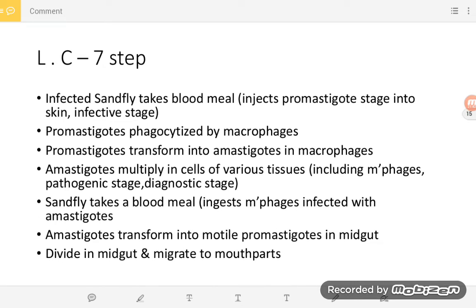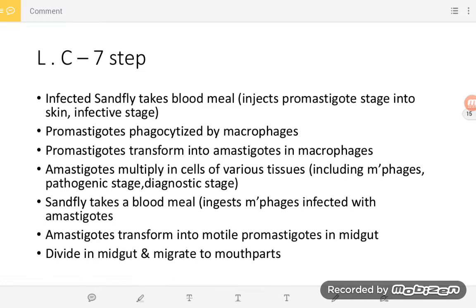When we consider the life cycle, the infected sandfly takes a blood meal. When it takes a blood meal, the promastigote form enters the human. Then the promastigote form is engulfed by the macrophage, and the promastigote transforms into the amastigote form inside the macrophage, for example monocytes in blood. Amastigotes multiply in cells in various tissues, including macrophages. In here, the amastigote form is the pathogenic stage and the diagnostic stage inside the macrophage.